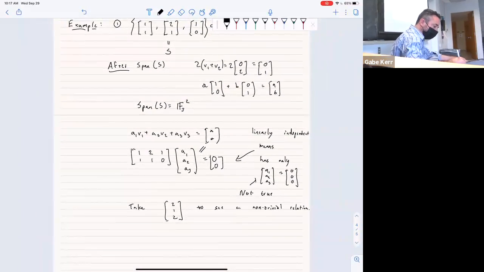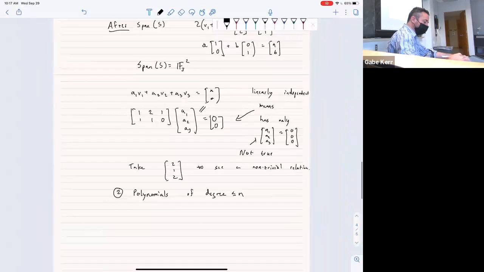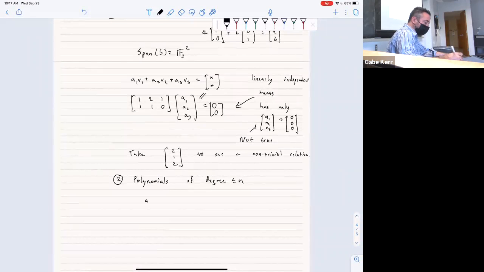Example 2, what about, say, polynomials of degree less than or equal to n? Well, you can consider the following set: 1, x, x squared, up to x to the n. These are the monomials. Poly meaning many. Many monomials, add them up. Polynomial. So these guys actually do form a basis.